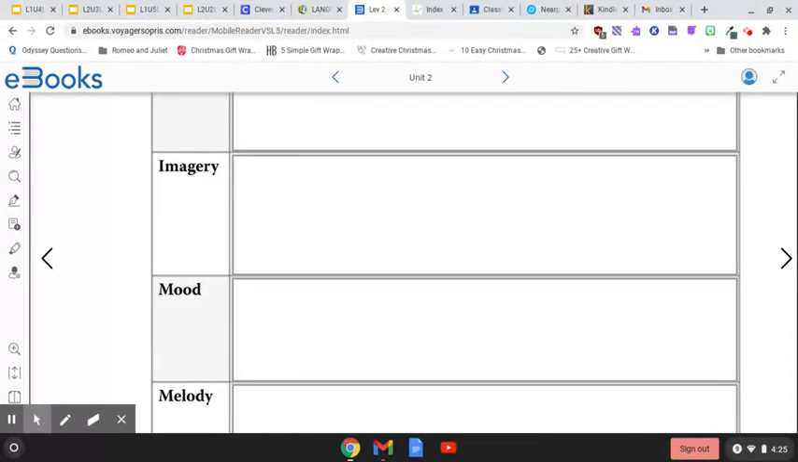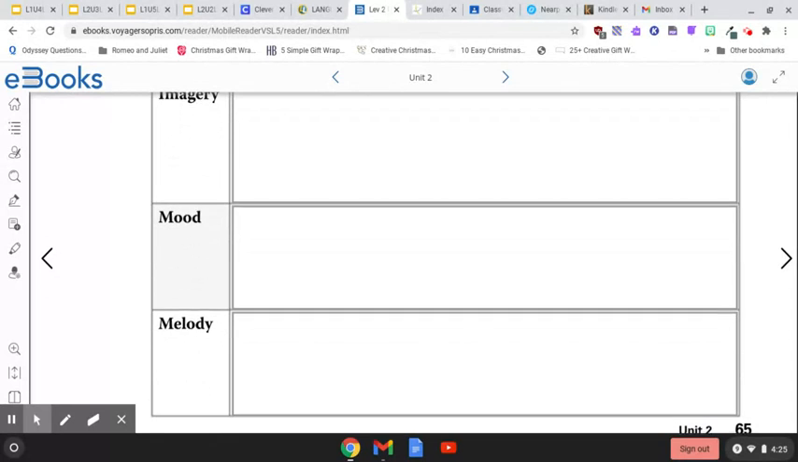How does the poet create a sense of rhythm or melody in this poem? Go ahead and jot down your ideas for how the poet creates a sense of melody. Understanding the elements of poetry can help us read and interpret a poem the way the author intended.